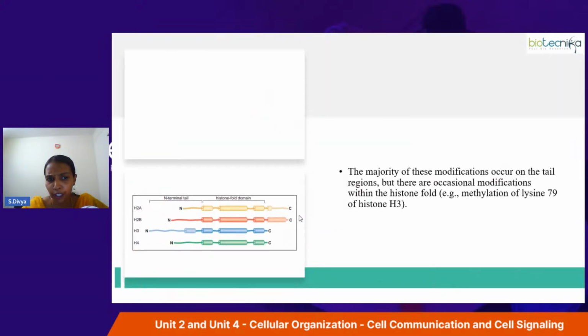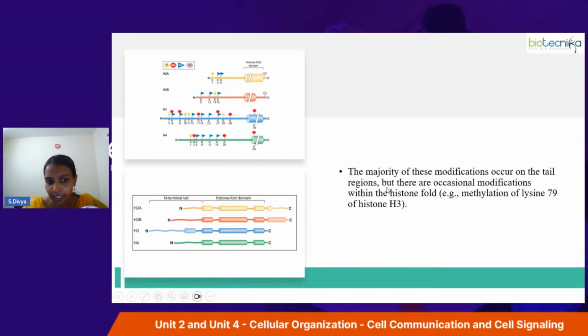The majority of modifications usually occur in the tail region. Sometimes histone fold domains also undergo modifications, specifically methylation of lysine 79 of histone H3. Here the modifications are less. Exactly, Sunshine. But in H3, you can see the modification takes place here.